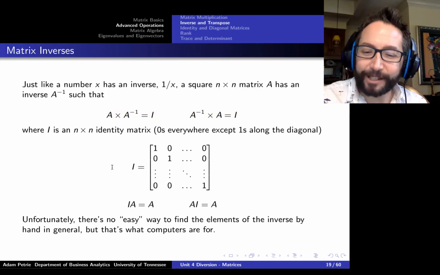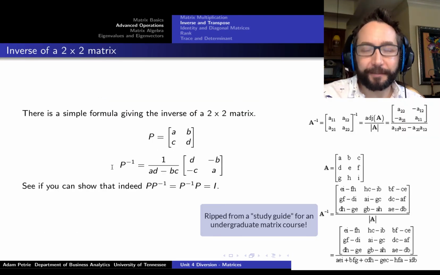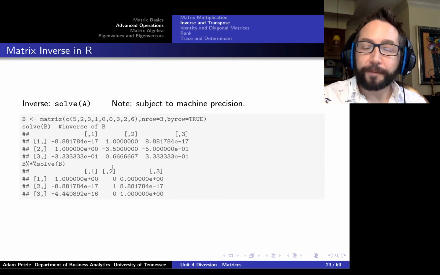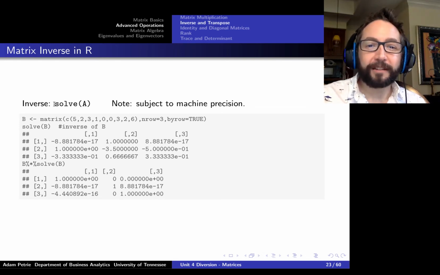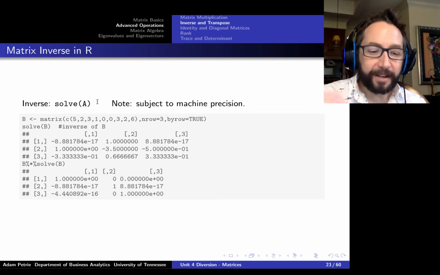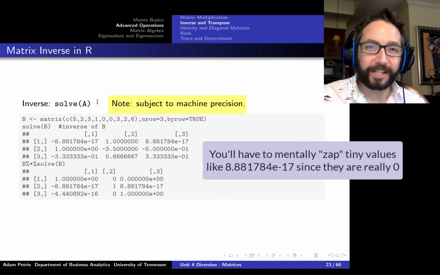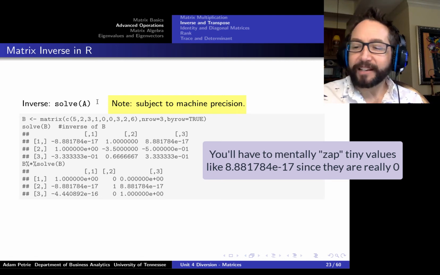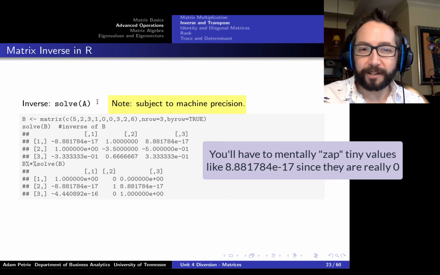Now, there's no easy way to do this by hand, except for 2x2 matrices, but in R, it is very easy to actually get. So if you want to know what the inverse of your matrix A is, you just say solve(A). Because there is some mathematical procedure that R uses to figure out what this matrix is, the answer is going to be subject to machine precision.